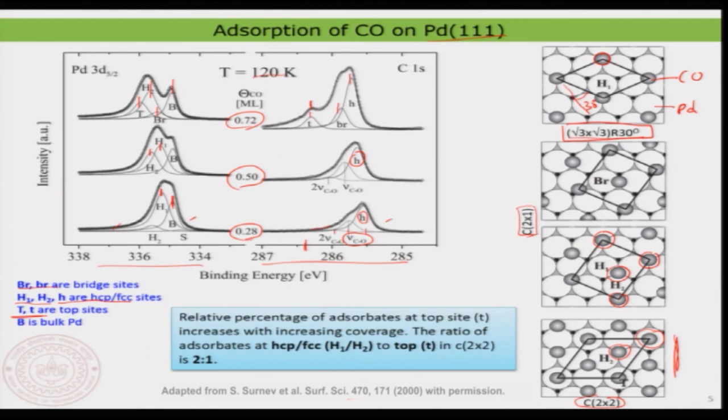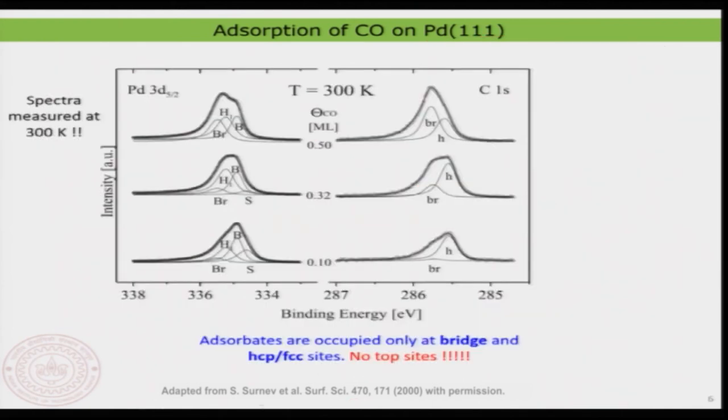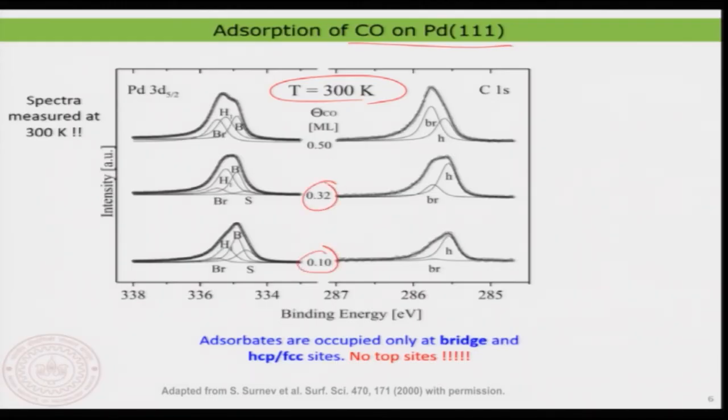Good. So now let us look at one more example of the same molecule, but in this case all the experiments are done at 300 Kelvin. That means the CO molecules are adsorbing on the surface at 300 Kelvin. Again, it is an experiment dependent on the coverage, and you see something quite striking in this case: we are unable to occupy the top site. Why do I say that? Because I do not see any peak corresponding to the top site occupation. You do not see it in the carbon 1s resonance or in the Pd 3d resonance.